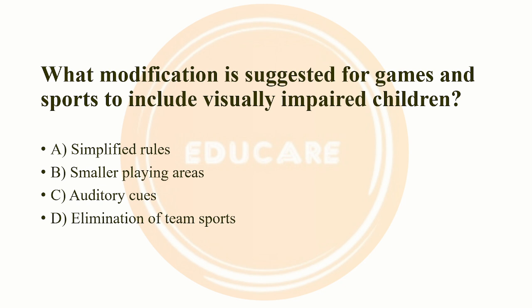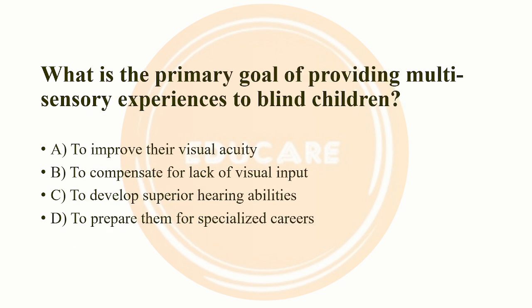Next, what modification is suggested for games and sports to include visually impaired children? Options: simplified rules, smaller playing areas, auditory cues, elimination of team sports. The answer to this question is option C, that is auditory cues.